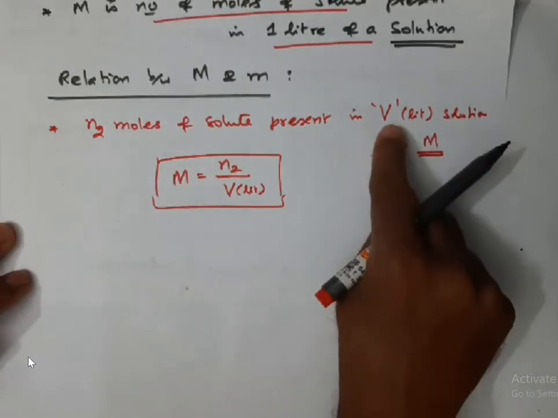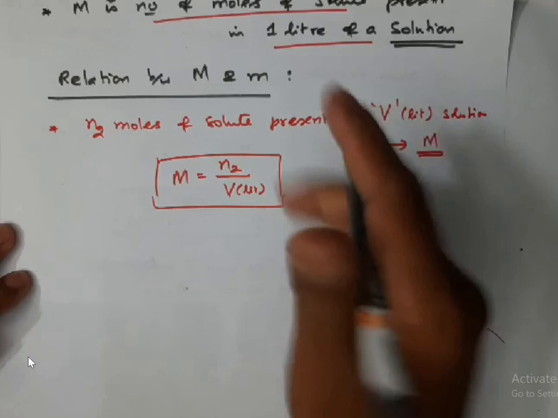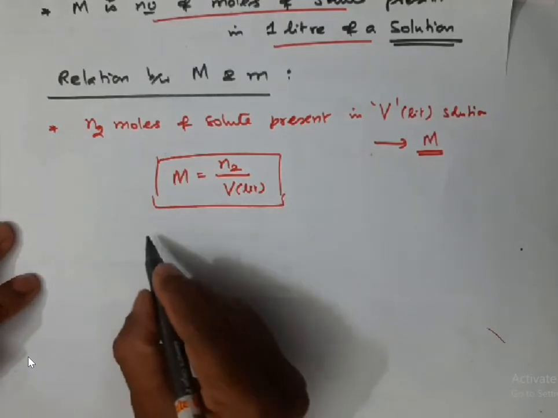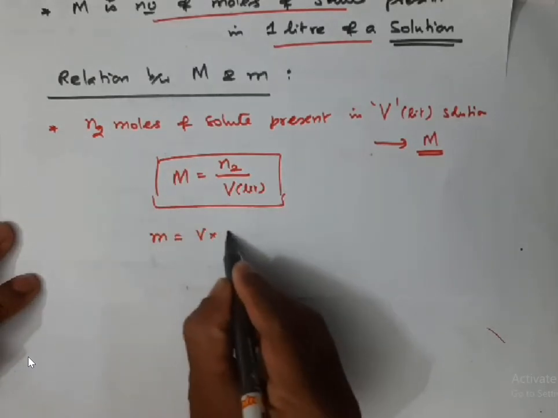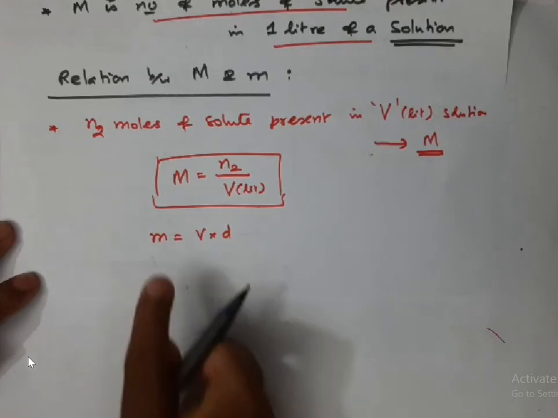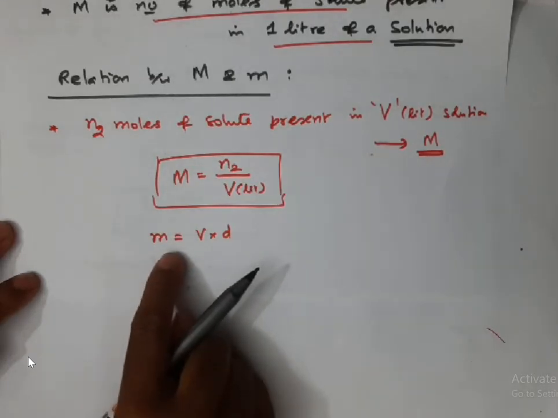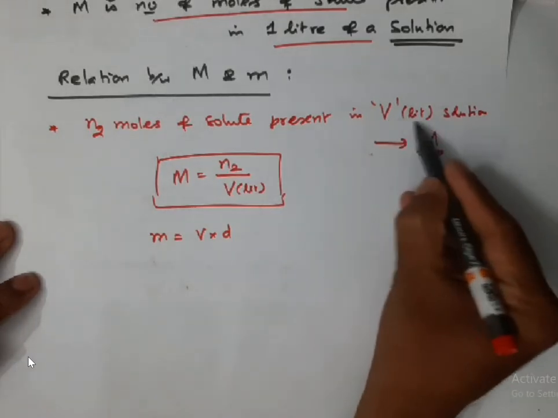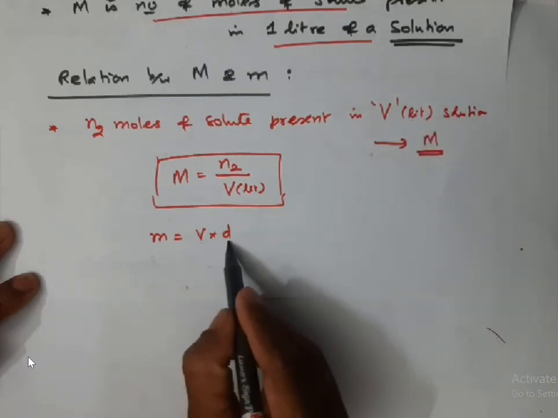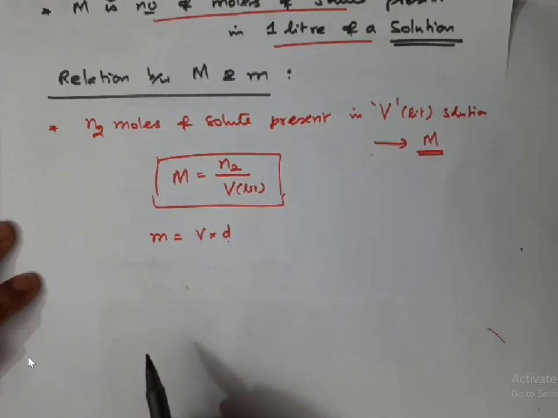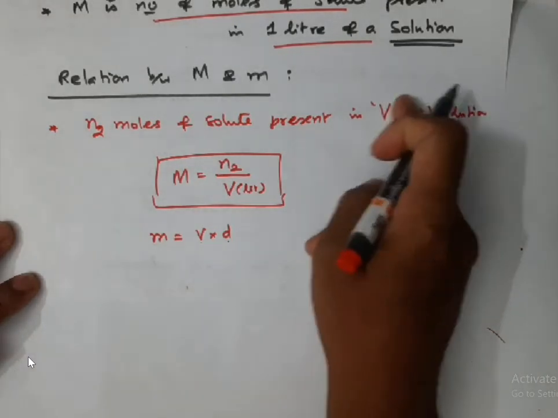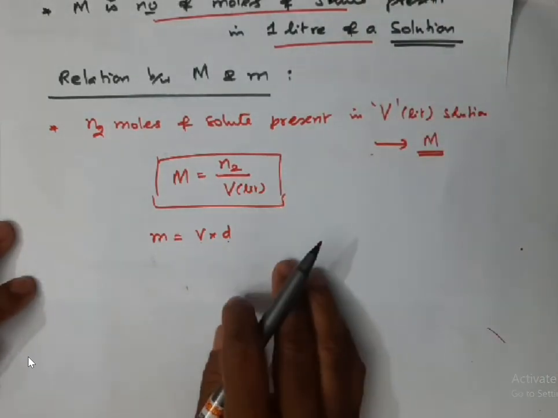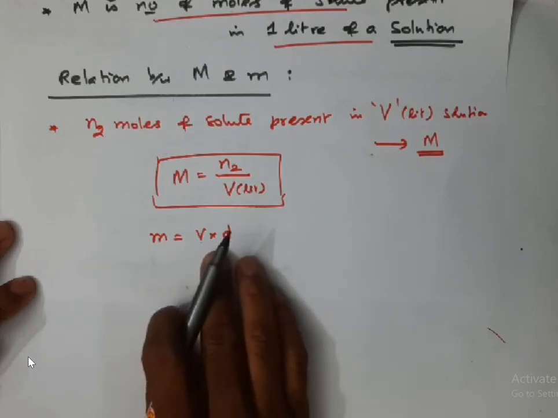Now let me convert the volume into kilogram. How to do that? You know the relation between volume and mass. Mass is equal to volume into density, correct? Students, am I right? Mass is equal to volume into density, is it correct? Yes, sir. So if I multiply volume into density, I will get what is called mass. So if you want to convert this volume in liter into mass, you just multiply this by density.